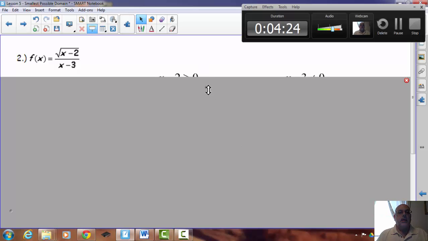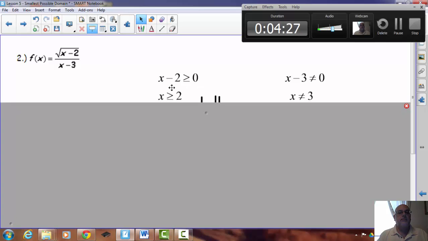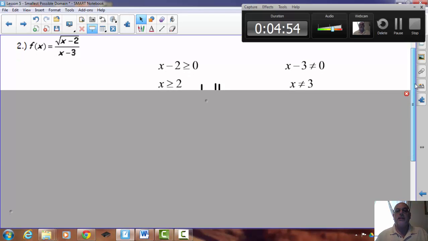So if we take a look at how to set this up, x minus 2 is greater than or equal to 0 because it is a numerator, even though it's a radical. So when we solve that, we find out that x is greater than or equal to 2. For the denominator, what we are looking for is all values of x that will cause us to have a 0. So we want to find out x minus 3 is not equal to 0. And when we solve that, we find out that x cannot be equal to 3. So every value except 3 is a valid value for our denominator.